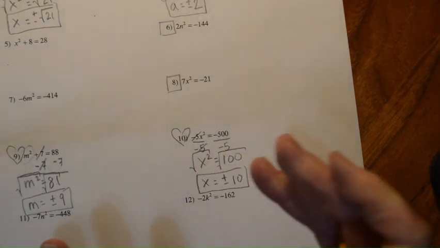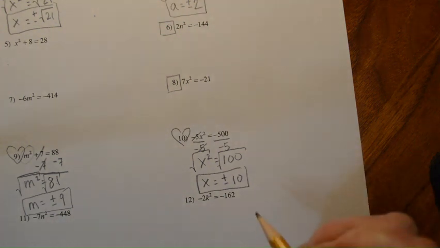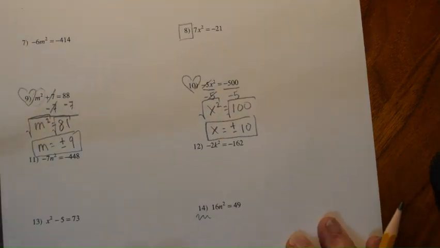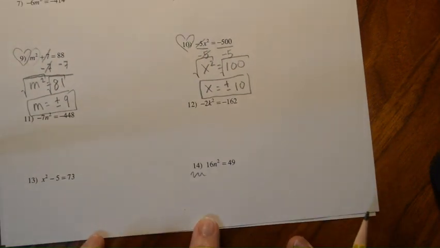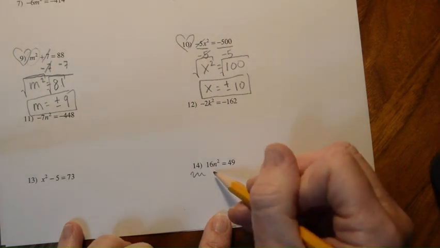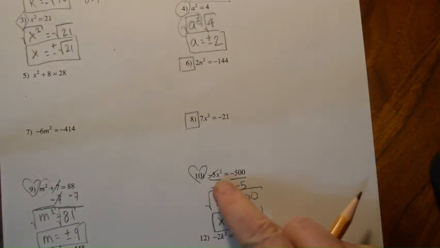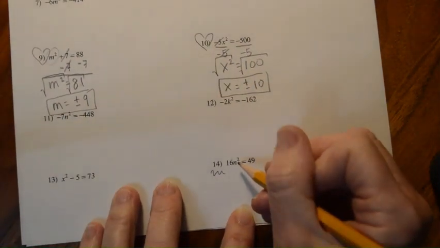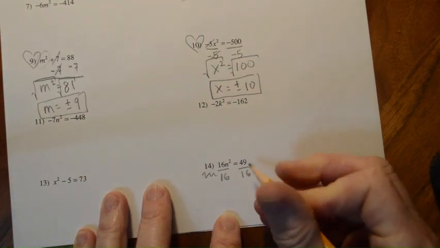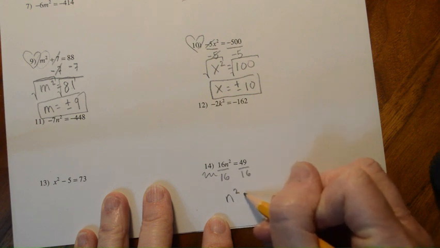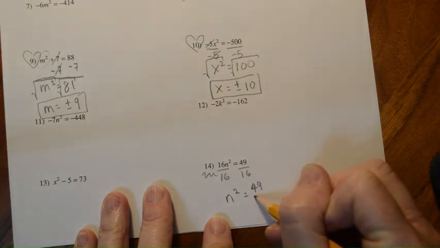Okay, hopefully you're feeling like that's not too big of a jump from what we just did a second ago. I do want to look at one more on this before going back to 6 and 8, and that is number 14. Again, it looks similar to number 10. We have a coefficient right here. But what's going to happen is we end up with a fraction. So we get n squared equals 49 over 16.